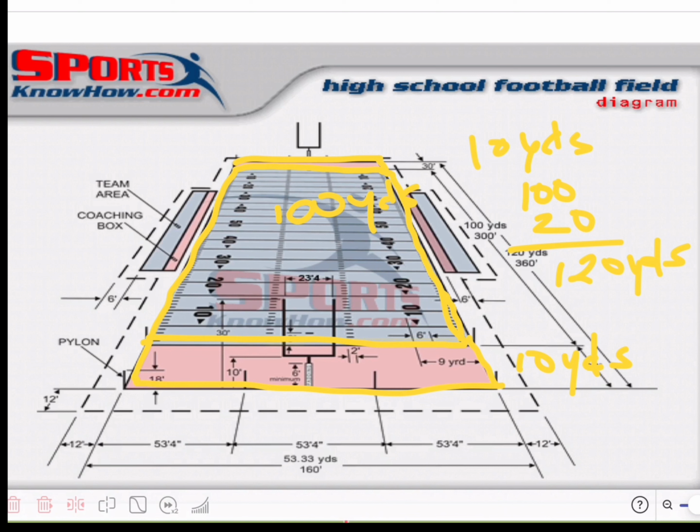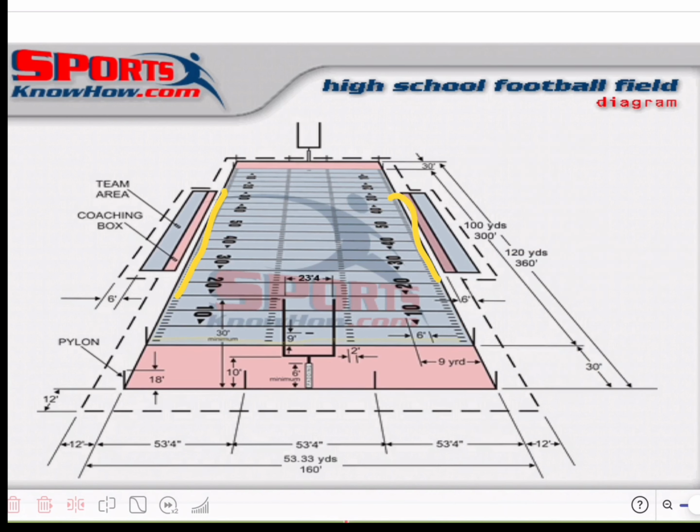Let's talk about the width of the field. The width will be 160 feet, okay, or in yards, 53 1/3 yards. That's how wide it is. These lines that run down parallel to each other down the sides of the field, these are called sidelines. And anything outside of the sidelines is out of bounds. That's also true of anything outside of these lines, which are called the end lines.